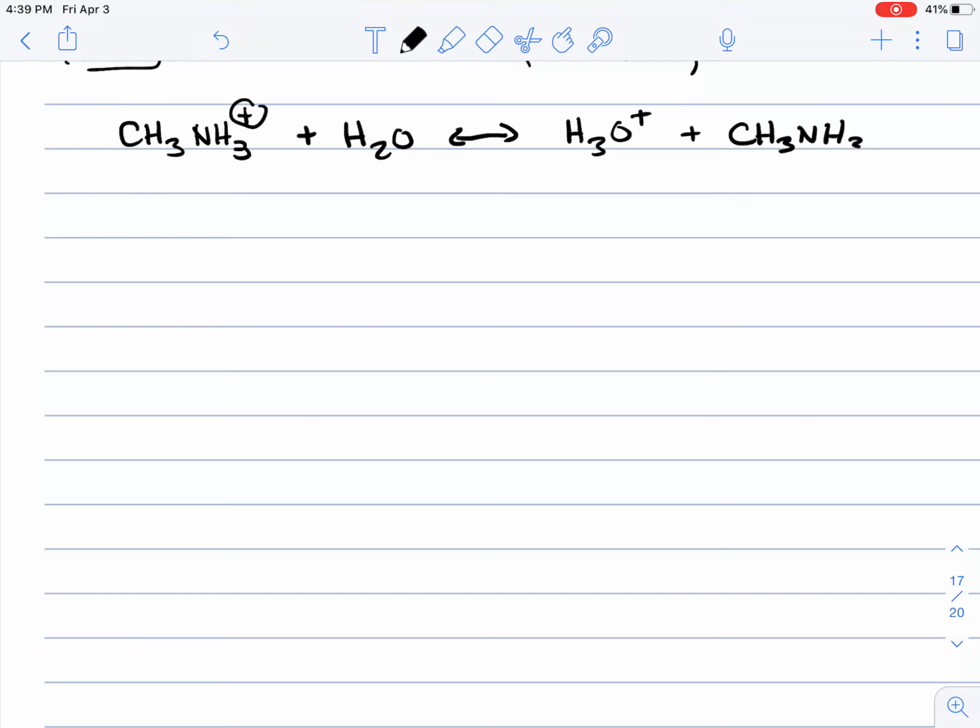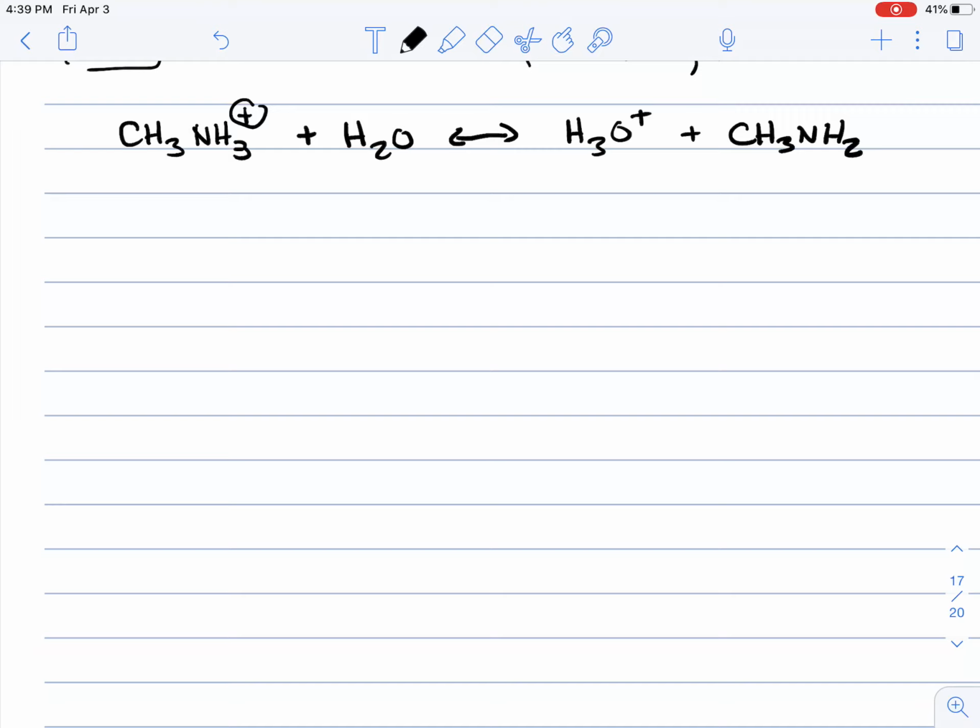So here we have CH3NH3 plus. So remember that out of both those ions, it is only this specific ion, methylammonium, that's going to alter the pH of the solution. And so, let's see here. This is going to be our balanced chemical equation.